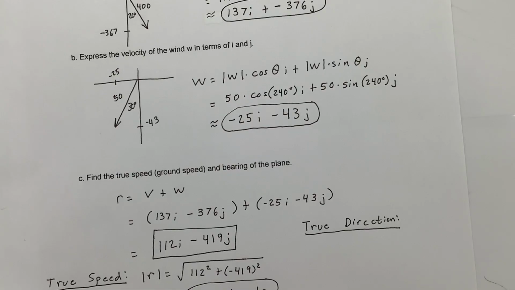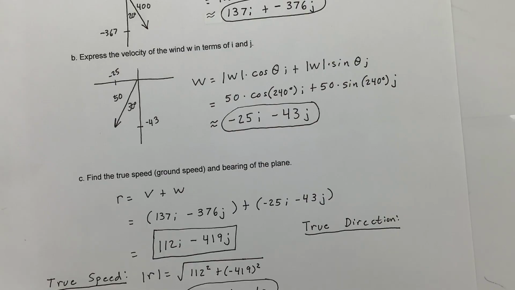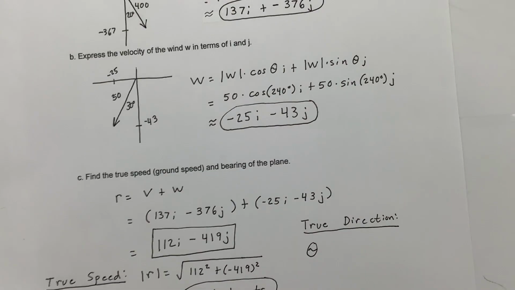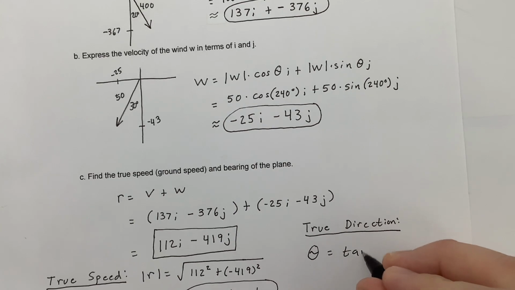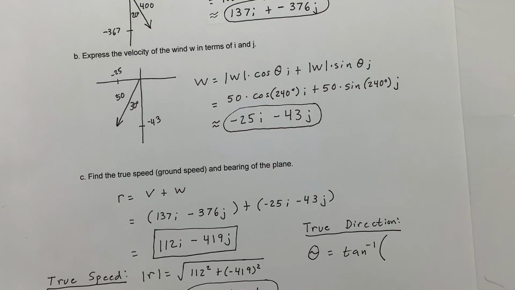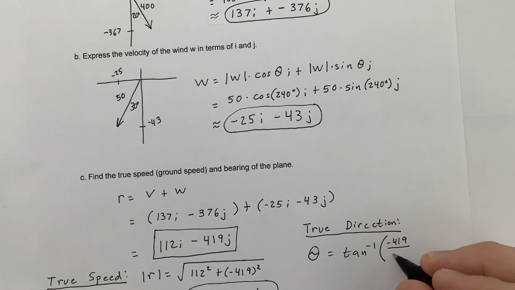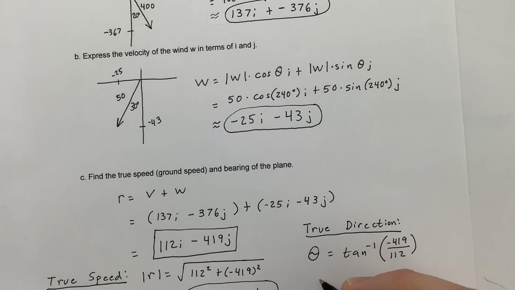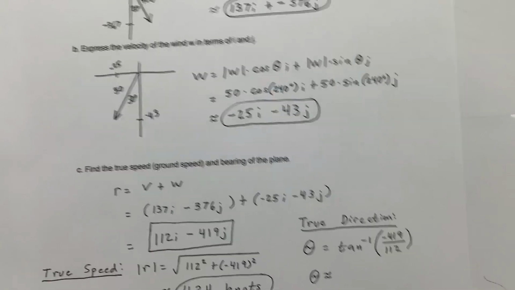Now the wind is not going in this perfect straight line direction as the plane originally was. So obviously it's going to throw us off. Maybe not a lot, but by a little bit. Finding the direction. Inverse tangent one more time of, again, the resultant vector. Okay? 112 and then negative 419. Negative 419 being our y. 112 being our x. And what does the calculator give us?